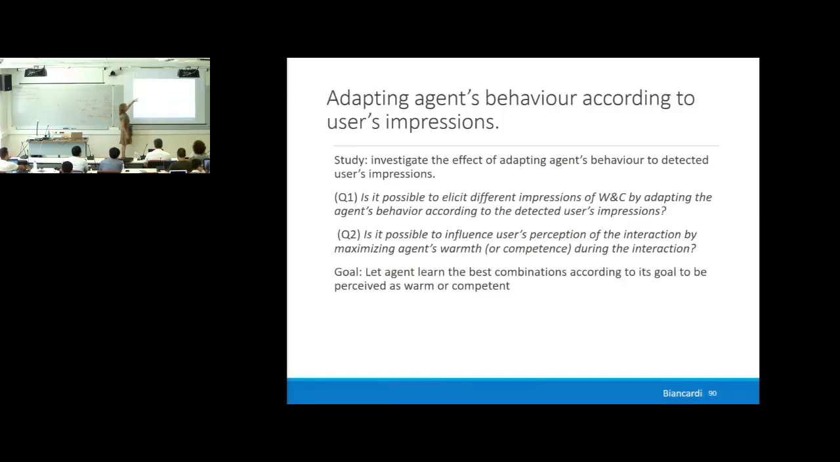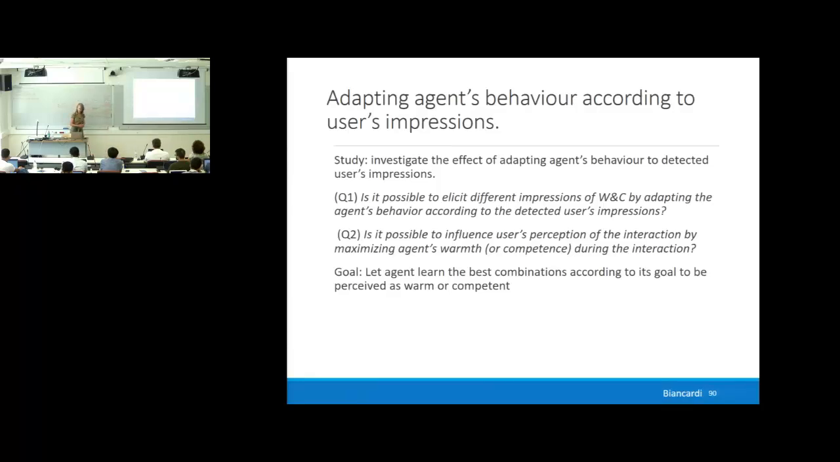So we had two research questions. Is it possible to elicit different impressions of warmth and competence by adapting the agent behaviors according to the detected user's impression? And also, is it possible to influence user perception of the interaction, so the quality of the interaction, by maximizing the agent's warmth or the agent's competence during the interaction? So the goal is that we want the agent to learn the best combination according to its goal, to appear more competent or warmer.